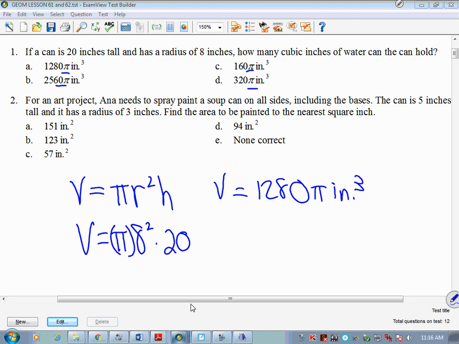All right, are we good? Do we understand that? So we really should have had a hint with cubic, and when we're talking about water, we're talking about the volume it can hold.